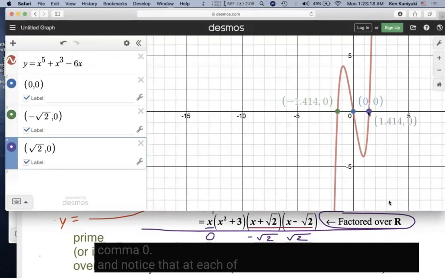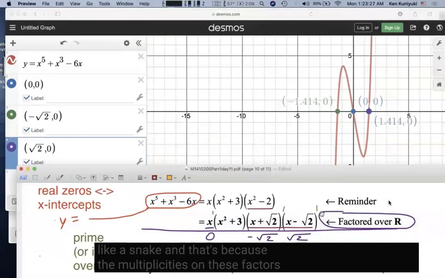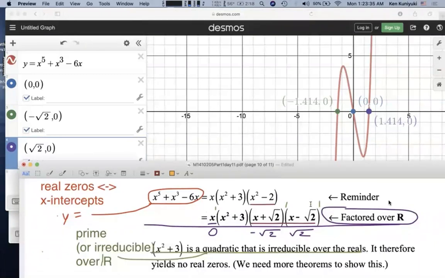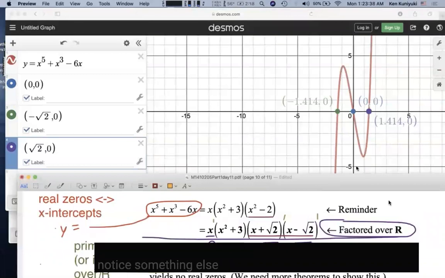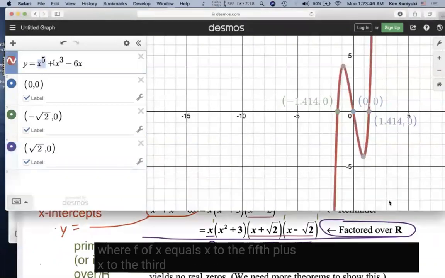And notice that at each of these x-intercepts, the graph will cut. Cut like a snake, cut like a snake, cut like a snake. And that's because the multiplicities on these factors are odd. They're ones. And we're not going to discuss the x squared plus 3 right now. Notice something else. What kind of function is this, where f of x equals x to the fifth plus x to the third minus 6x to the first?